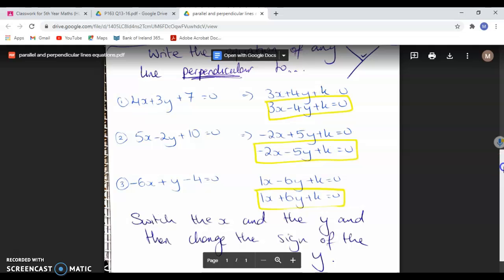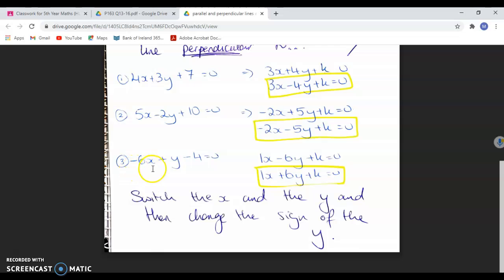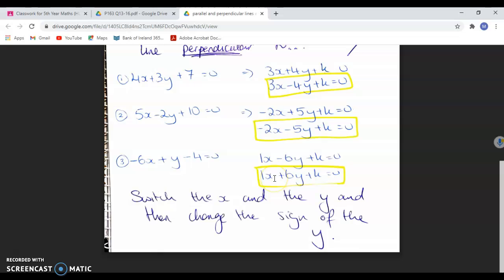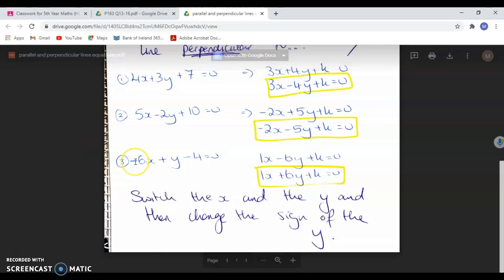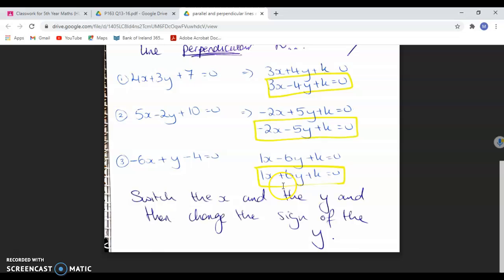Okay. And then the last one I have, write the equation of any line perpendicular to minus 6x plus 1y. Remember, plus a 1y minus 4 is equal to 0. Switch the numbers here, so that minus 6 will go here and the 1 will go over here. There it is. The minus 6 goes here and the 1 goes here, and then change the sign of the y, so it's a plus. What is the slope of this one? It's minus 6 over 1, which is minus 6. And this slope then is minus the x over the y, which is minus 1 over 6.